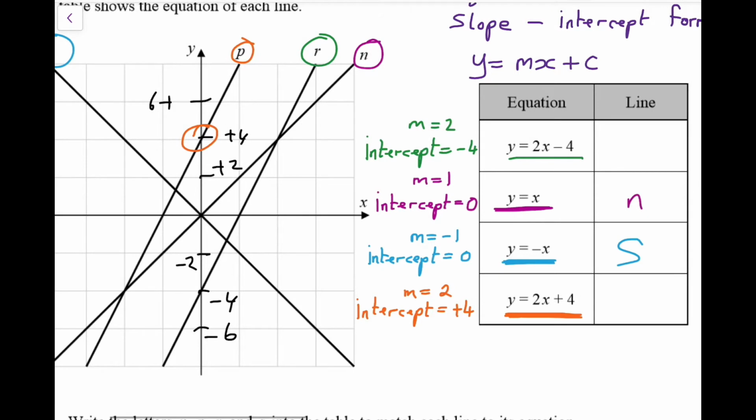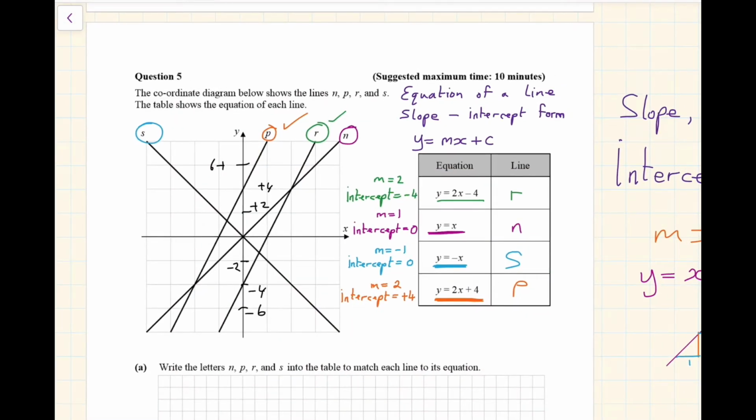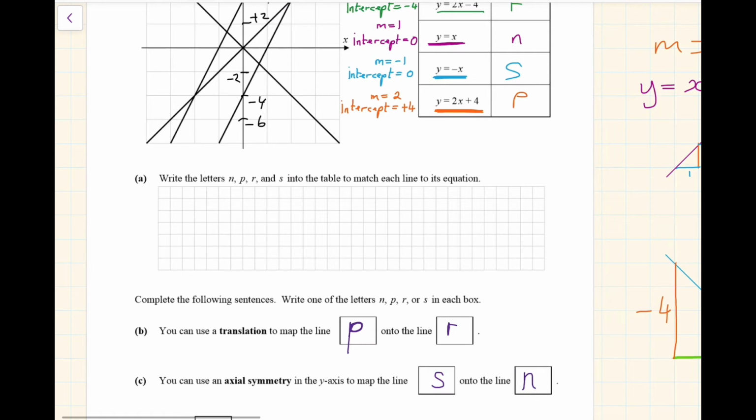And so we can see here, this seems to make sense. The intercept is a +4. That ticks for P. And the intercept here is -4, and that ticks the box for R. So it looks like we have found our equations, and we have a reason to distinguish between P and R. Okay. Write the letters N, P, and R in our box.